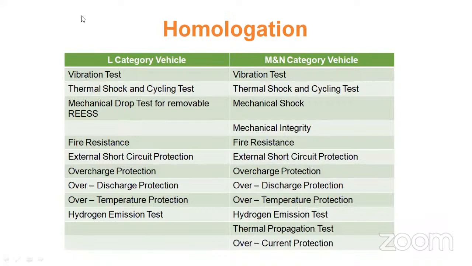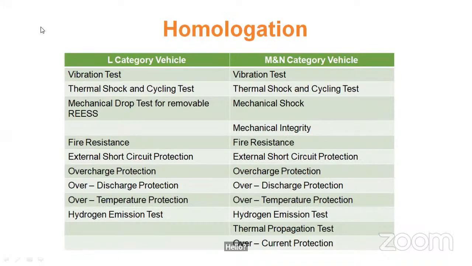Sir, L category vehicle means light category vehicles. But L category means M and N, yeah, M and N are... I'm coming to that. So M and N category vehicles are like your passenger cars and heavy duty vehicles. So those all are M and N category vehicles. Clear?